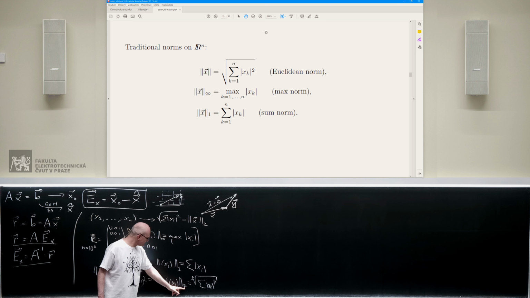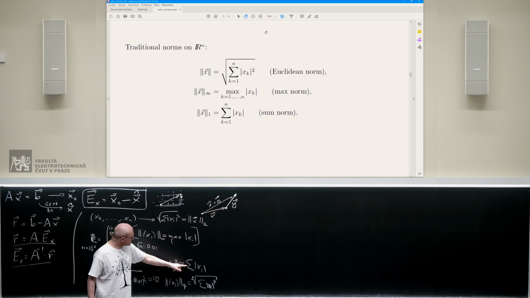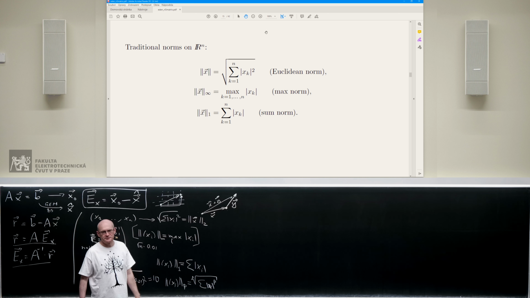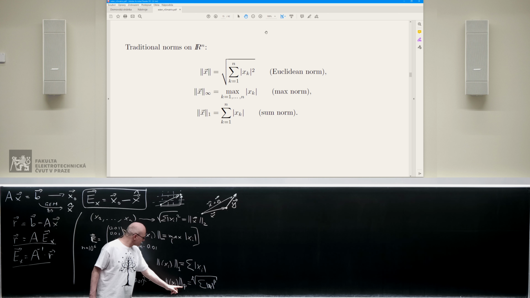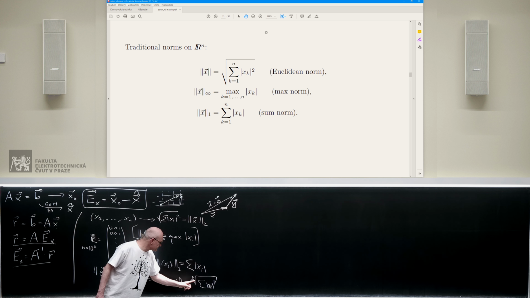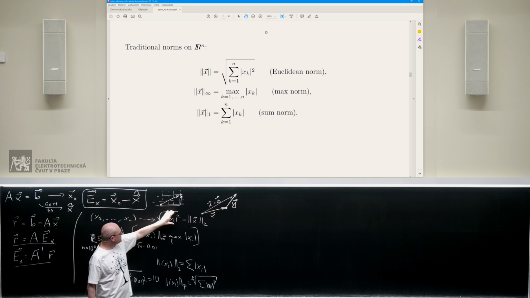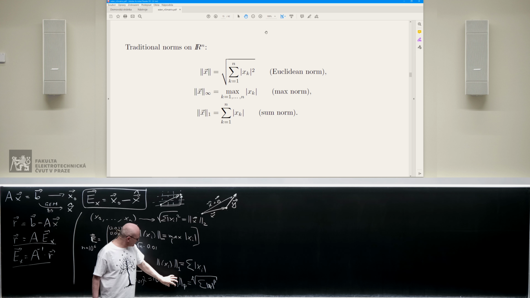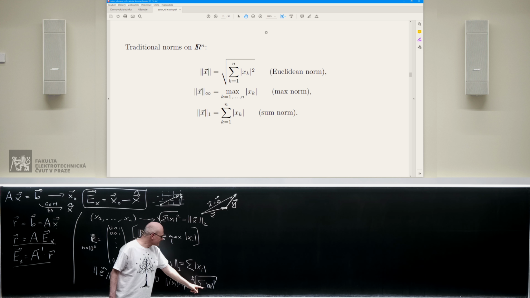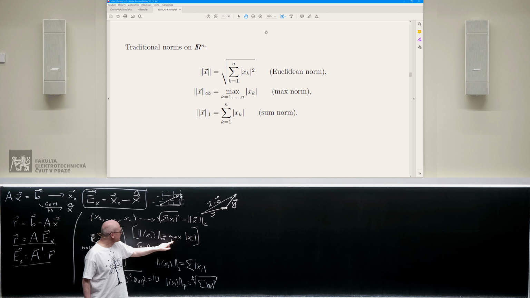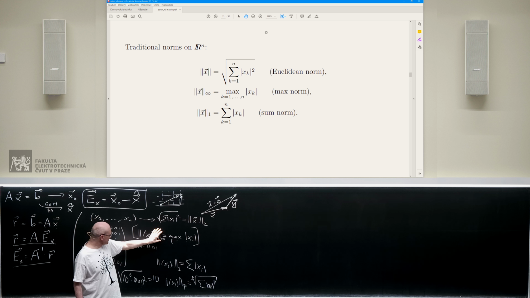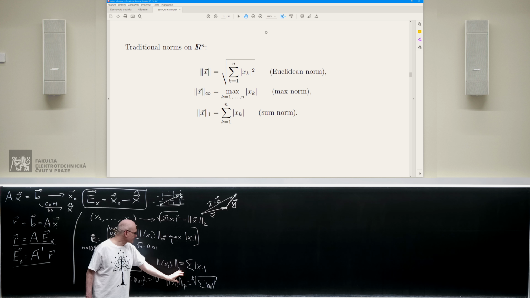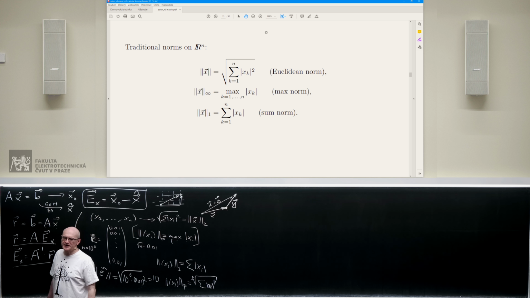Now, if p is 1, you get the sum norm, because you're just summing up. So you can see that this is a special case of this p family. If you put p equal to 2, you will get the Euclidean norm. Now the trick is, if you take a particular, concrete vector, and you send p to infinity in a limit, you get exactly the maximum. That's why there is this infinity here. This also fits with the p family of norms. So these are really very popular.